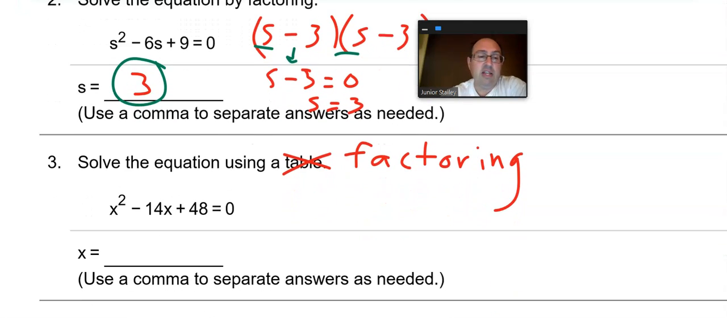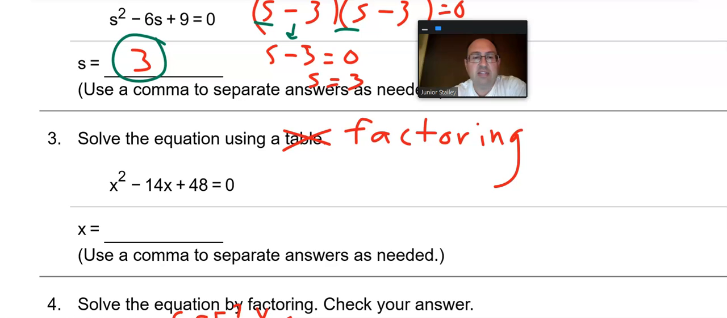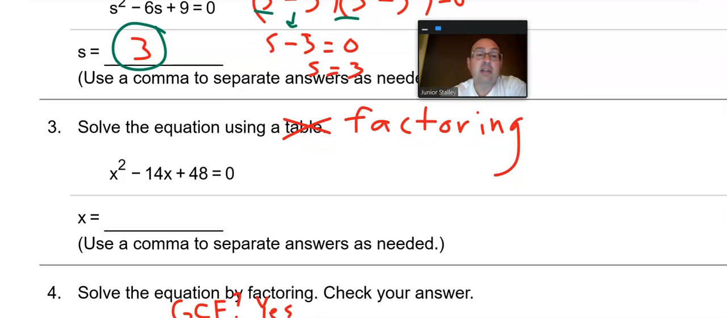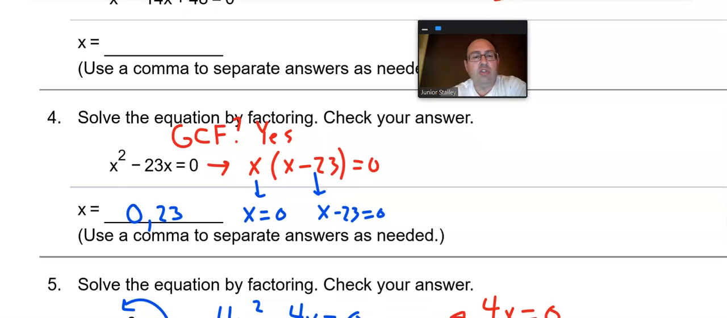Okay, when you get down to question 3, it says use a table. Don't do it. We're going to factor it, okay? So just continue doing the same exact thing. Factor it, set the factors equal to 0, solve. Okay, moving on to question 4.